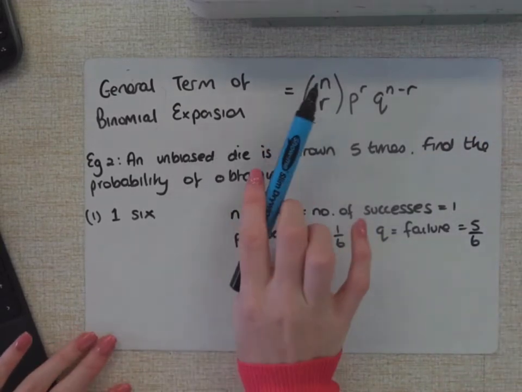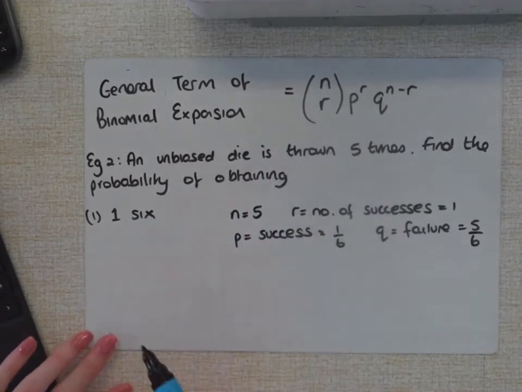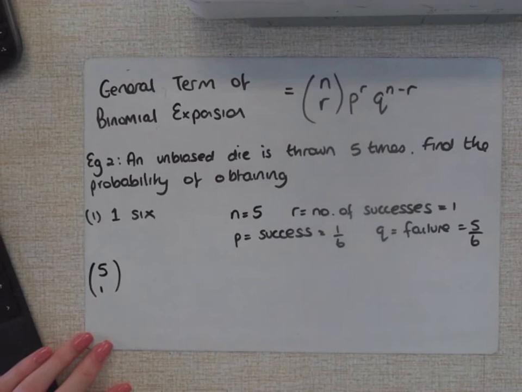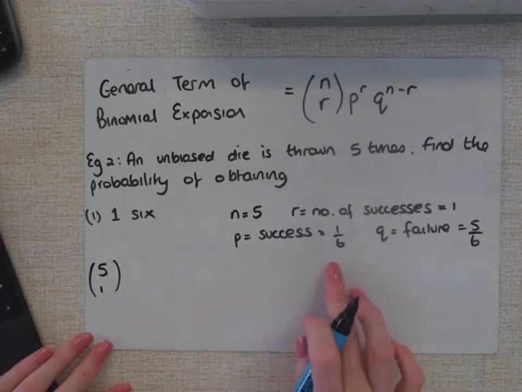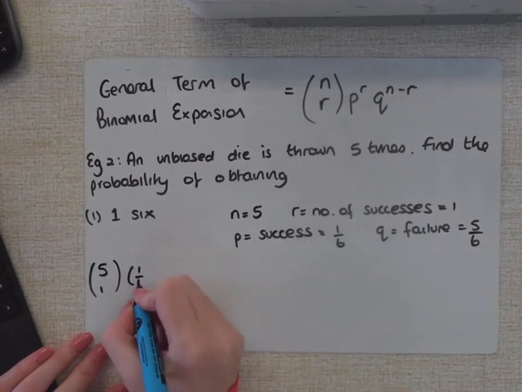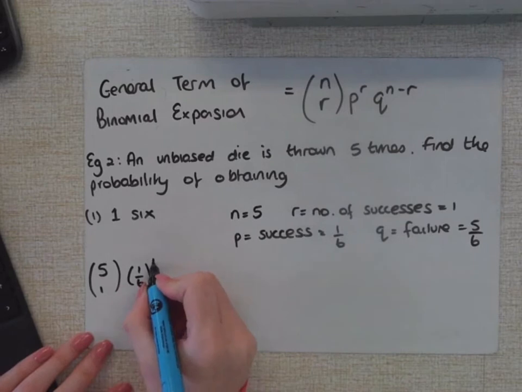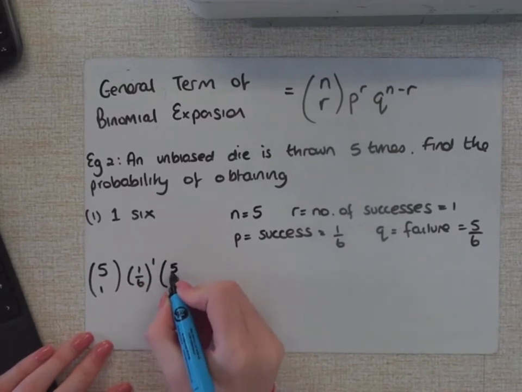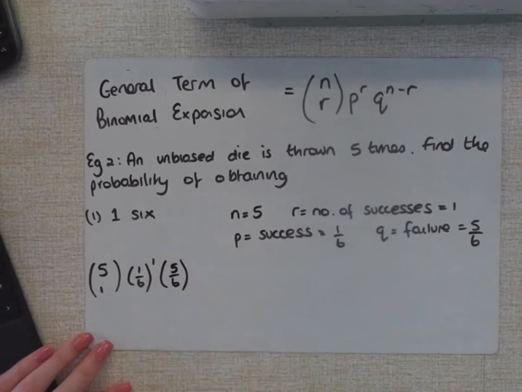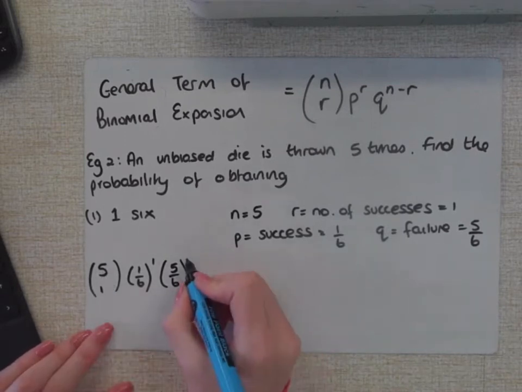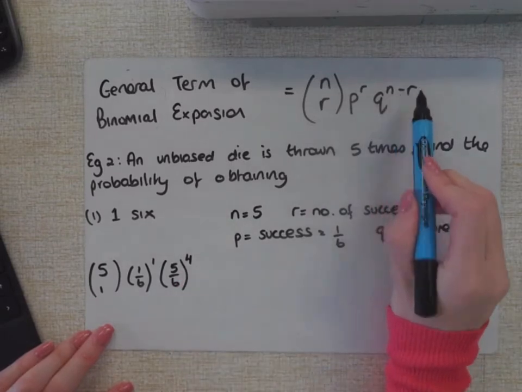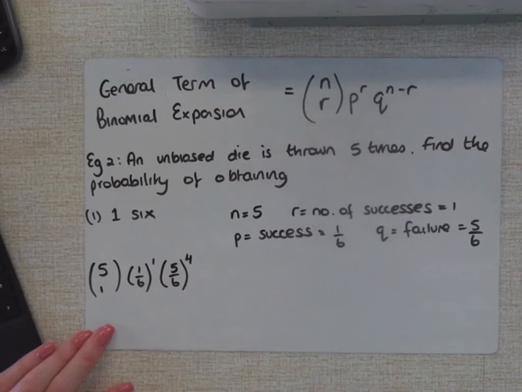So I've 5 trials and I only want 1 six. So that's 5, choose 1. Success is 1/6 and I want it to happen once. Failure is 5/6 and it has to happen the rest of the time. So 5 trials, one of them is a 6, so 5 take 1, which is 4. N take r, 5 take 1, which is 4.